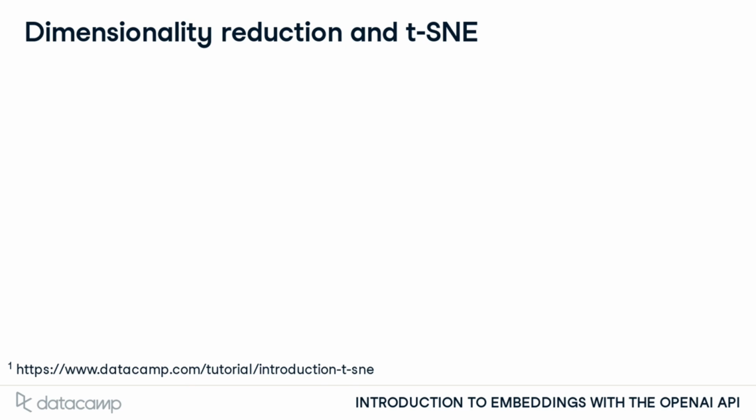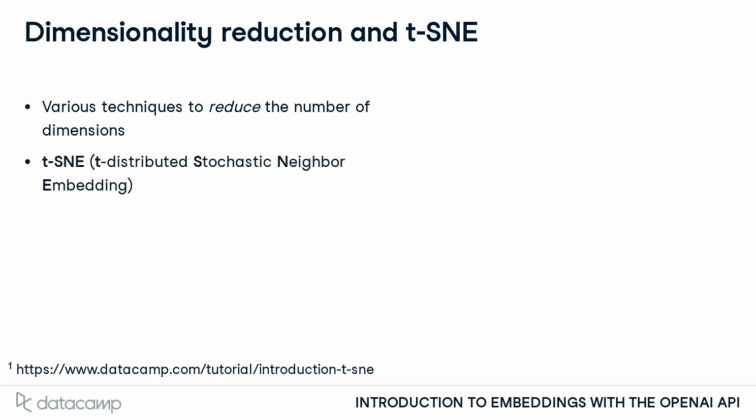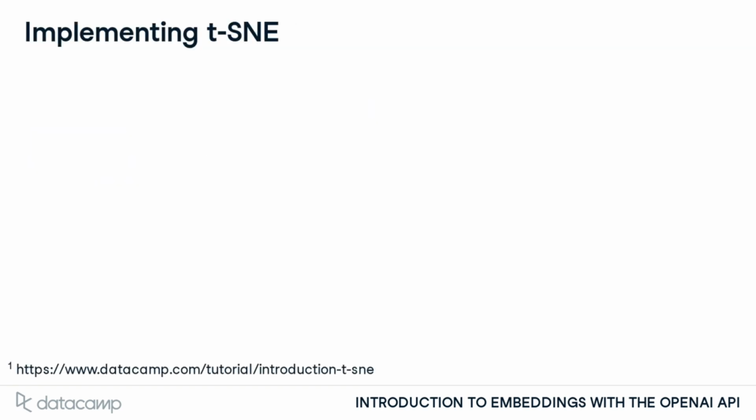Let's visualize our embeddings to better understand the model's results. We'll first need to reduce the number of dimensions from 1536 to something more manageable, like 2. There are a lot of techniques for performing dimensionality reduction, but we'll be using t-SNE, or T-Distributed Stochastic Neighbor Embedding. Although we won't be going into the mechanics of how t-SNE works, you can check out the datacamp link to learn more. We'll implement t-SNE using scikit-learn, a popular Python package for machine learning tasks.